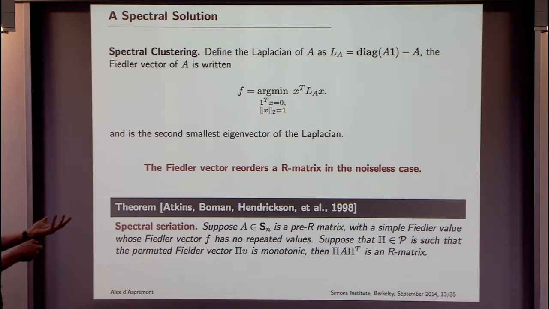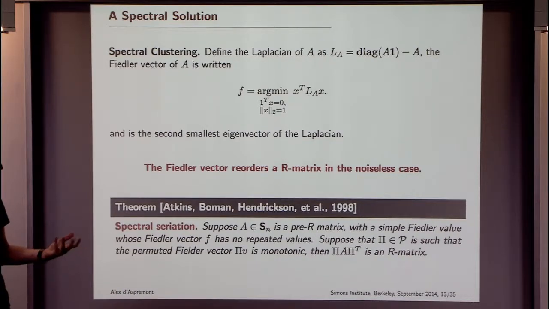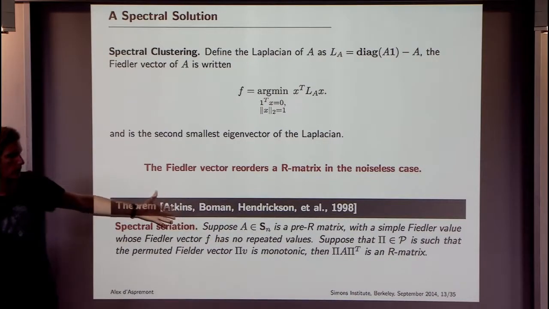So you apply spectral clustering to the Laplacian of the disordered matrix, you recover the eigenvector, you sort its coefficients, and that gives you a permutation. That permutation will reorder the matrix. It's magical. And again, the computational cost of this is minimal. It's just n squared log n.